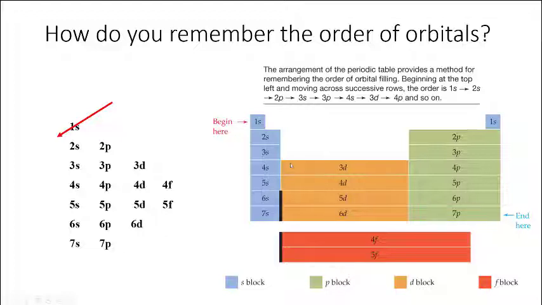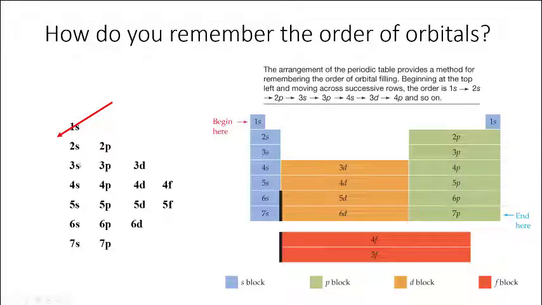This arrangement of blocks helps us to remember the swap in the order when filling the electron orbital filling diagram for the multi-electron atoms, any of the non-hydrogen atoms. You can see here that the 4s actually comes in energy level before the 3d, and then it goes to 4p.